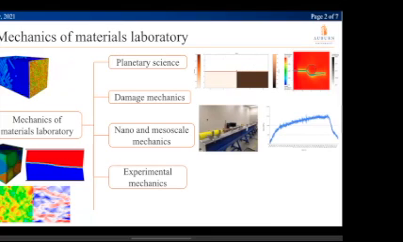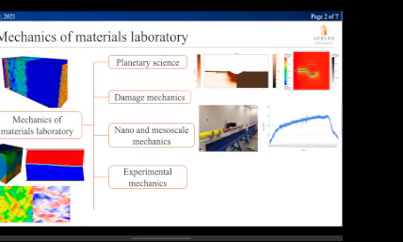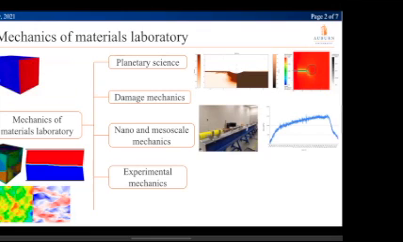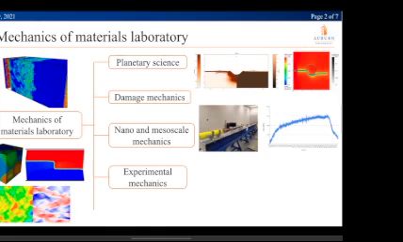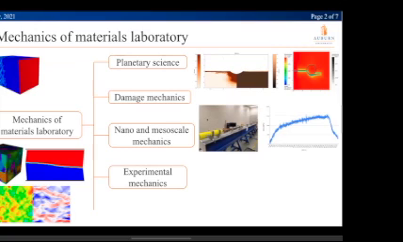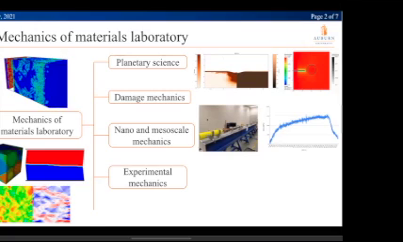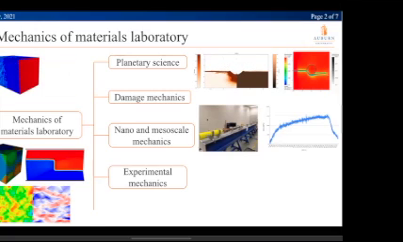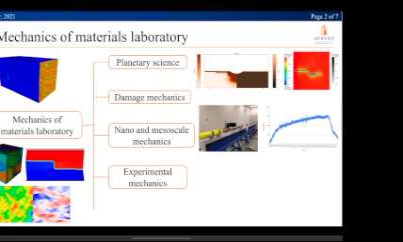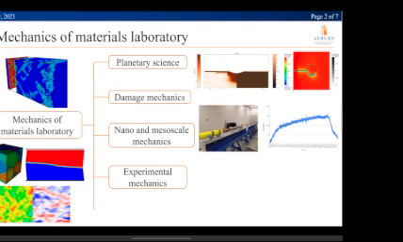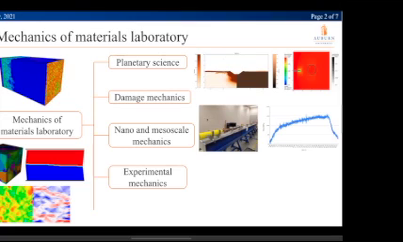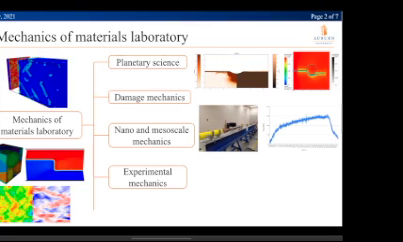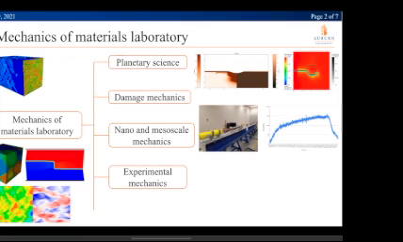So what you are seeing here is a picture of a split Hopkinson bar, which is designed, calibrated, and built exclusively by undergraduate students. And using this, we are subjecting 3D printed metals to a dynamic compression, and we are trying to predict its stress strain response, trying to obtain what would be the contribution of the microstructure in its overall stress strain response.